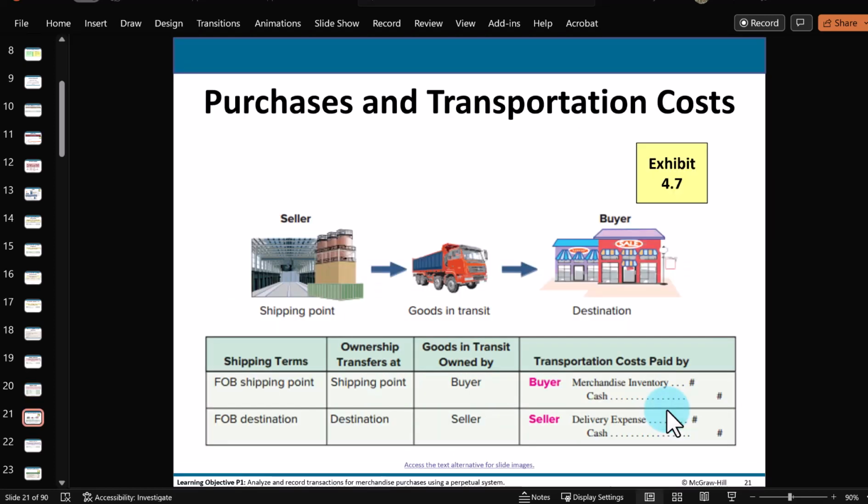So here in this slide, we're talking about who is paying the shipping costs. So here is the seller's location called the shipping point, and we're going to ship it all the way to the buyer's location called destination. So typically when you look at the bill, the invoice, it's going to have a freight or shipping terms. Again, FOB stands for free on board, free on board.